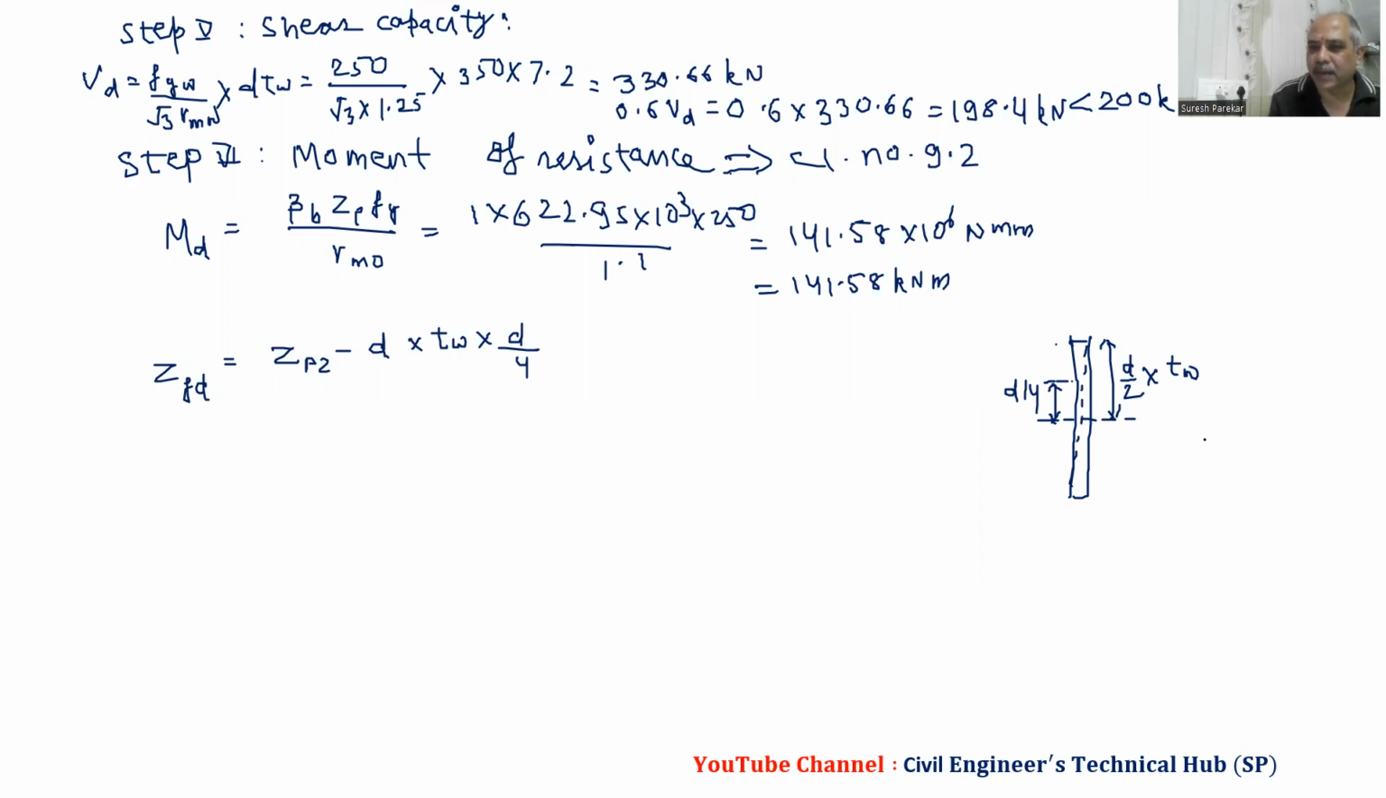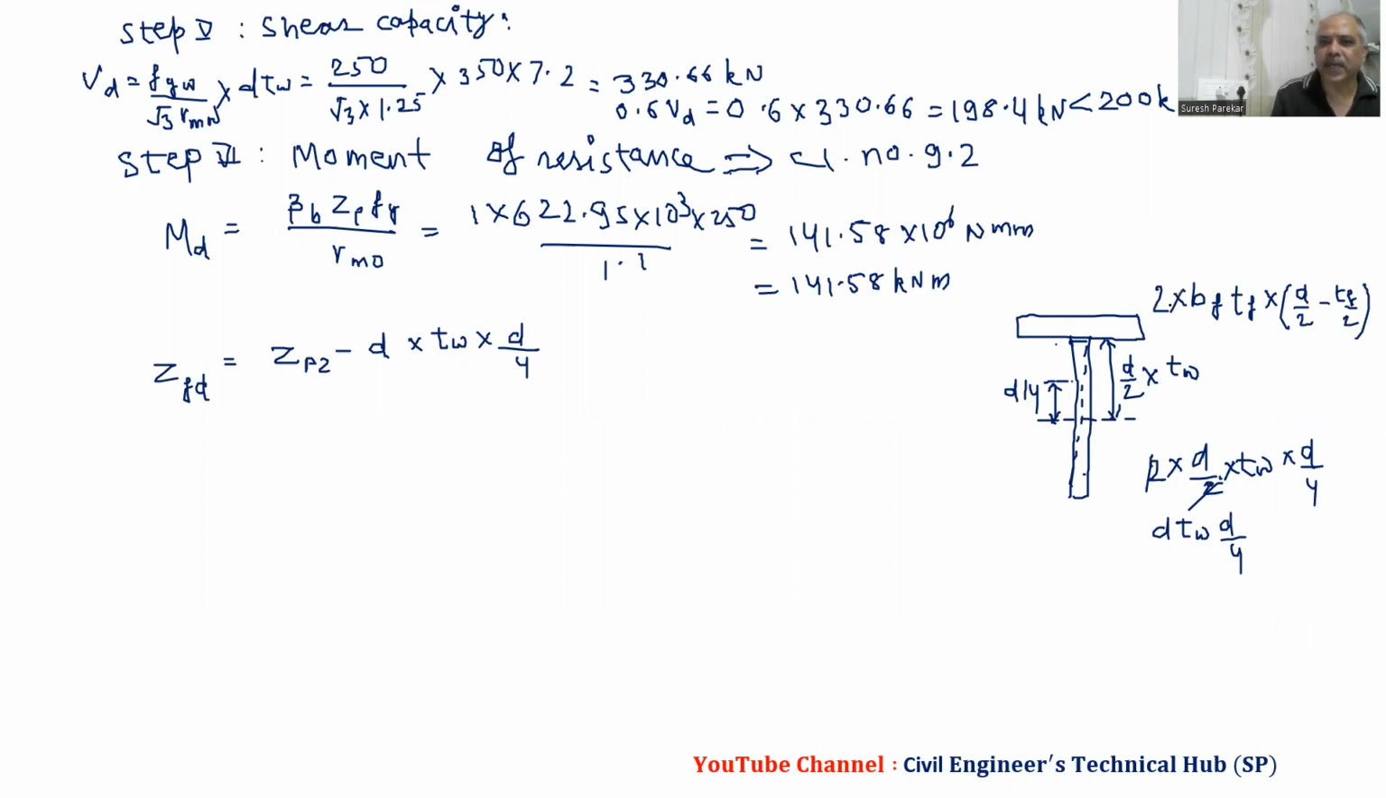So a little bit of difference you will get, but that doesn't matter. And then you can have 2 times because we are on both sides. 2 times D by 2 into TW into D by 4, and then you can have this as D into TW into D by 4. Otherwise, as I already explained, you can go for the flange also. For that flange you have BF into TF into D by 2 minus TF by 2, and this will be twice. So you can go either way. You will get the same answers, with a little bit of difference. That will be okay.